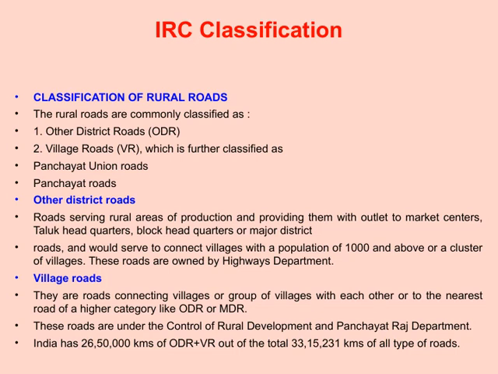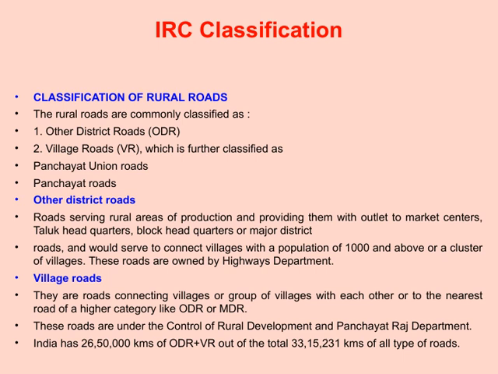Let's take a closer look at the classification of rural roads in India. As you can see, rural roads are generally categorized into two main types: other district roads, or ODR, and village roads, or VR. Now, the village roads are further subdivided into two categories: Panchayat Union roads and Panchayat roads.